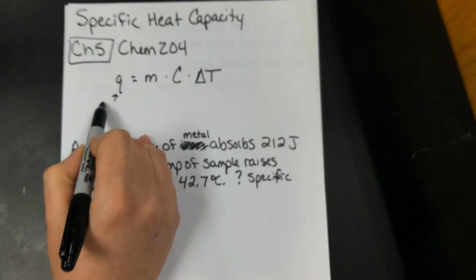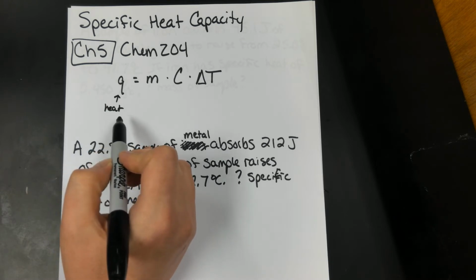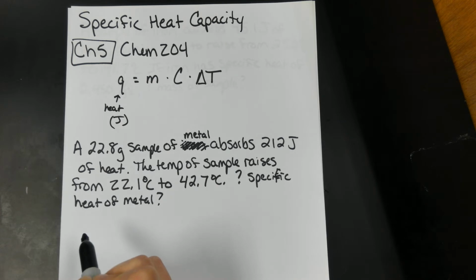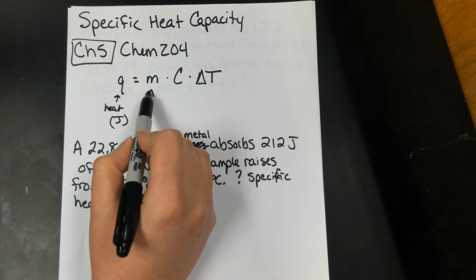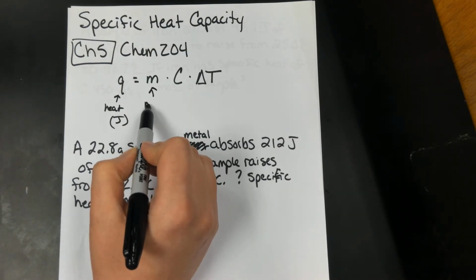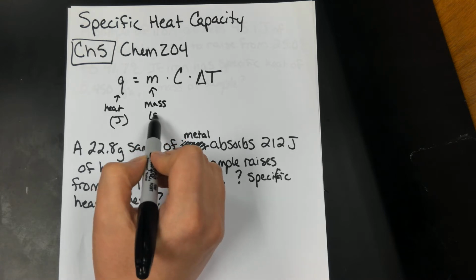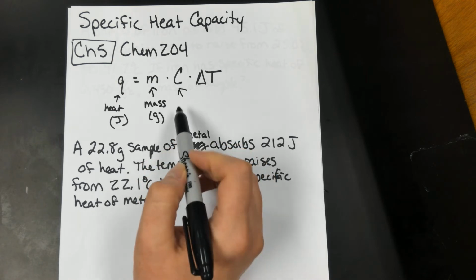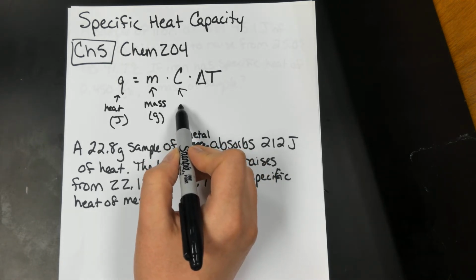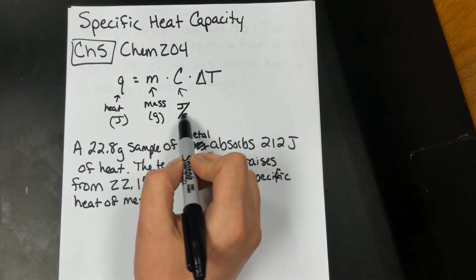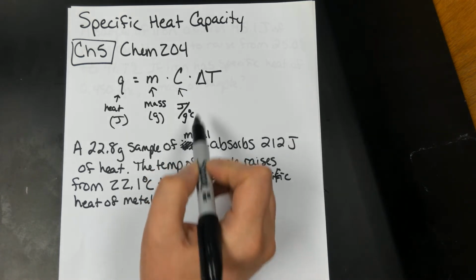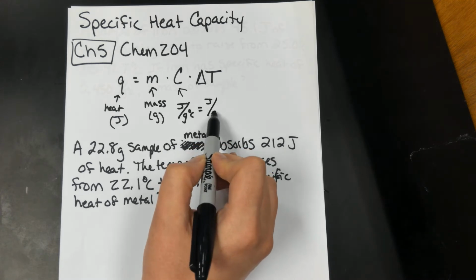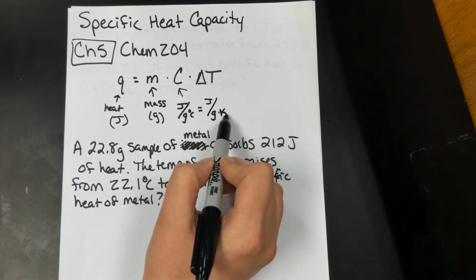This is the heat, represented by lowercase q, and it's usually represented in joules, right? This is the mass, and it's going to be represented by grams. This is the specific heat capacity, and that's going to be represented by joules per gram degrees Celsius, which is actually equal to joules per gram times Kelvin.